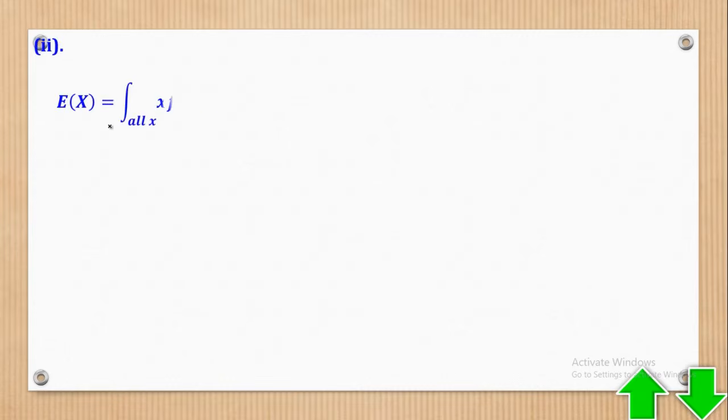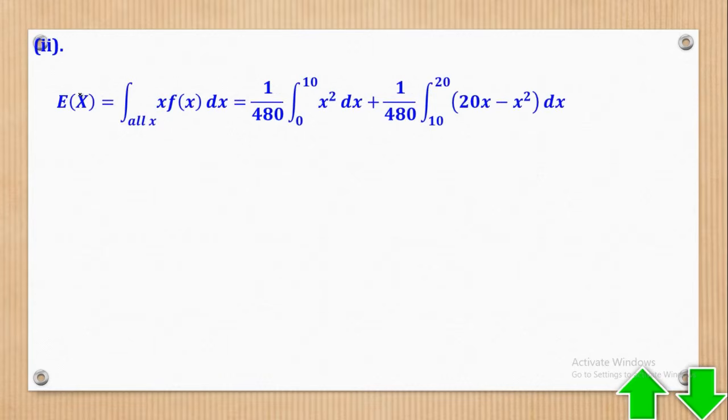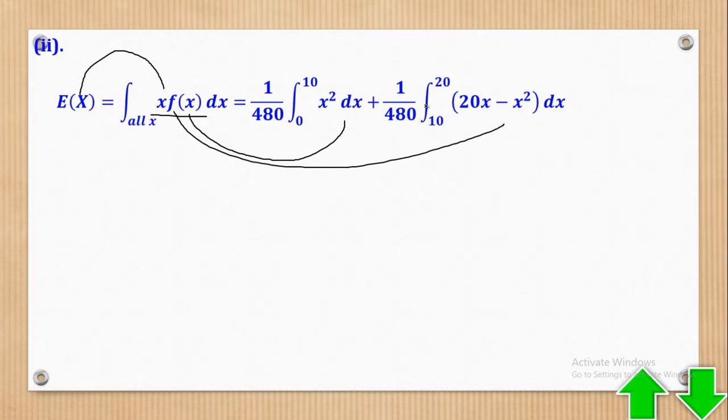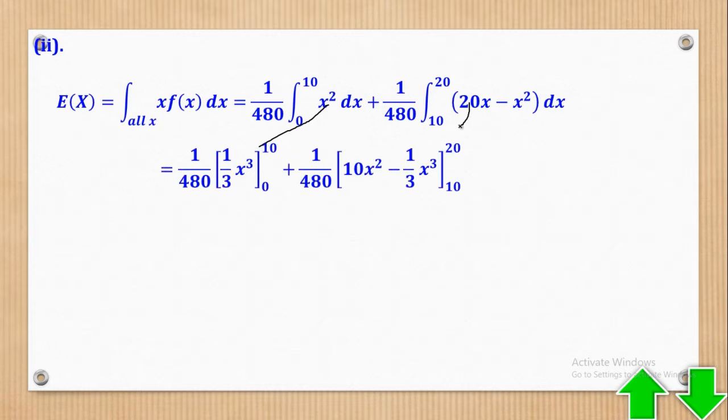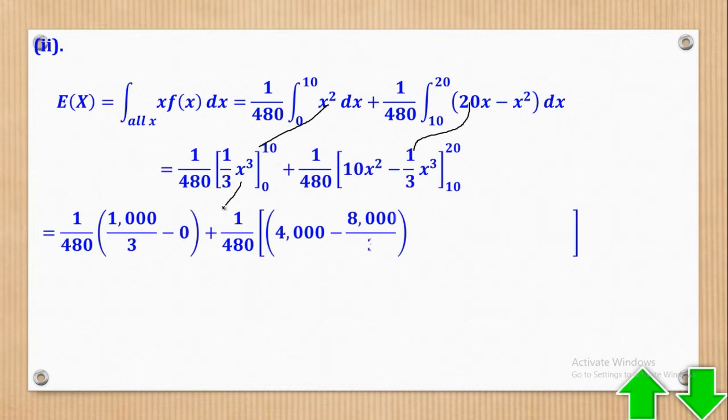Then they wanted the mean and variance. So we shall start with the mean, which is, where there is x, we will put only x. So substitute x f(x) from 0 to 10 is that, and from 10 to 20 is that. Next is to integrate. When I integrate, this gives me that and this gives me that. And when I substitute limits, I'll come up with this for that and this for that.